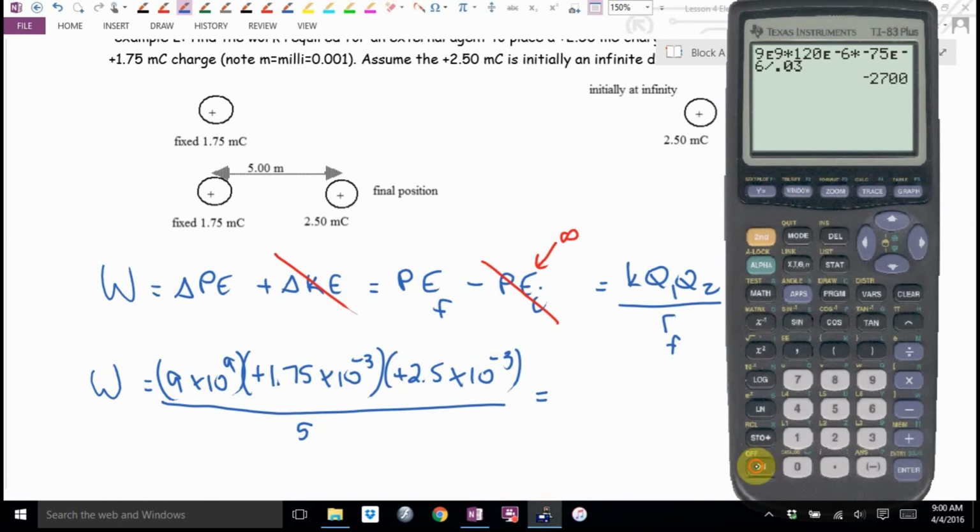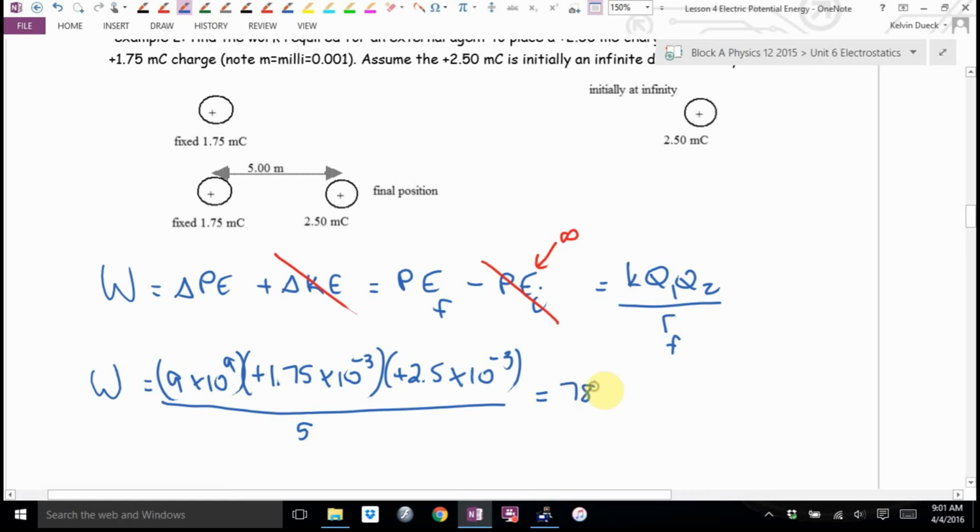Again, it's worth practicing your calculator. 9 times 10 to the 9th, 1.75 microcoulombs times 2.5 microcoulombs divided by 5. You're going to find usually for energy, remember for electric field, I said your answers were going to be typically in the thousands, tens of thousands, or hundreds of thousands. Typically, you'll find for energy, for joules, we get answers in the thousands. You get 7875? So I'll go to 3 sig figs, 7880 joules.